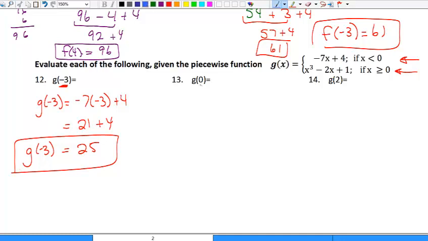On our next problem, I'm deciding, is 0 less than 0 for the first domain, or is it greater than or equal to 0?